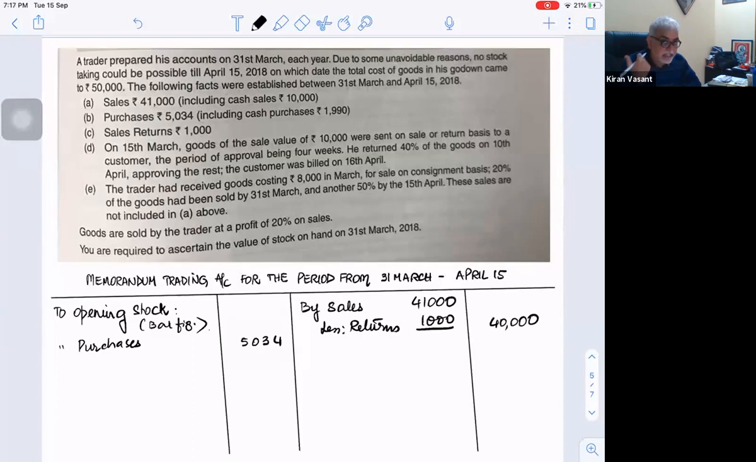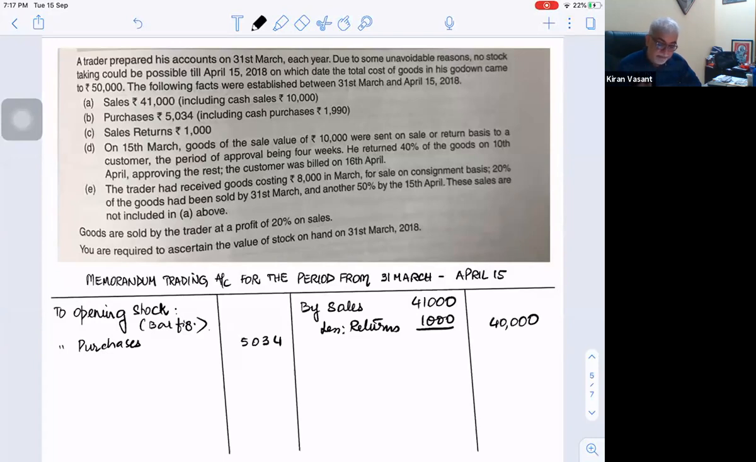Now be careful. Just listen. Okay? If you want, close your eyes, but listen. On 15th March, goods of the sale value of 10,000 were sent on a sale or return basis to a customer, the period of approval being 4 weeks. He returned 40% of the goods on 10th April, approving the rest. The customer was billed on 16th April.